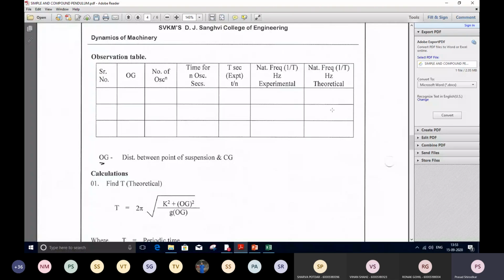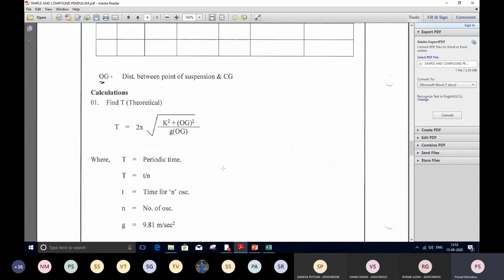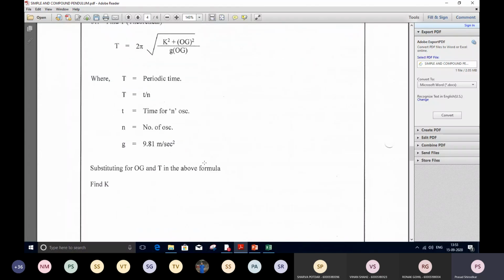Now here you start calculating the theoretical natural frequency, and that is given by twice pi into root of (k square plus OG square) divided by (g into OG). Now here you have to find out k. So the next task is, before calculating k, write on a piece of paper the expression for k square. How will you calculate k square, based upon whatever measurements you have done so far? Write it on a piece of paper.